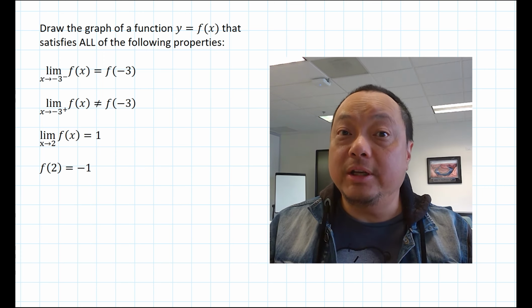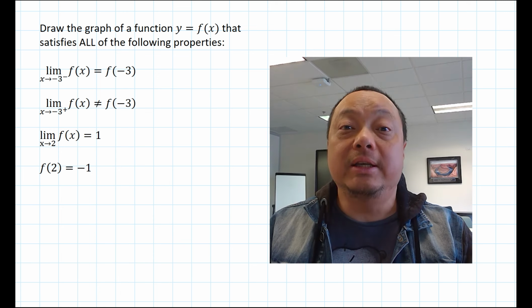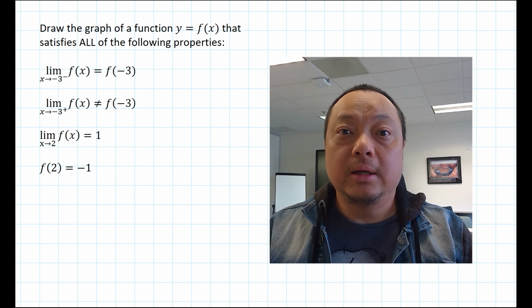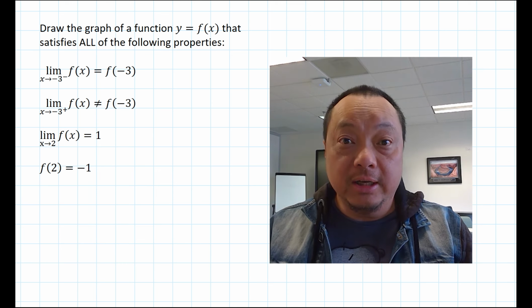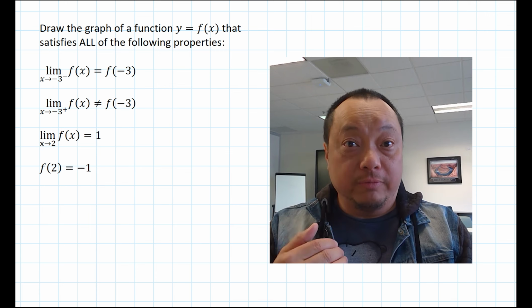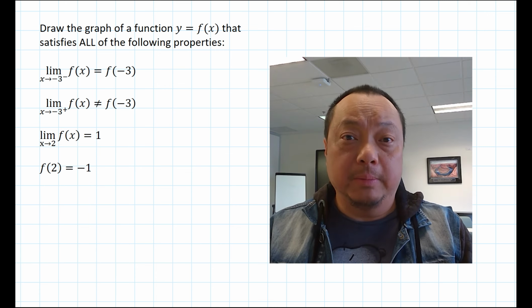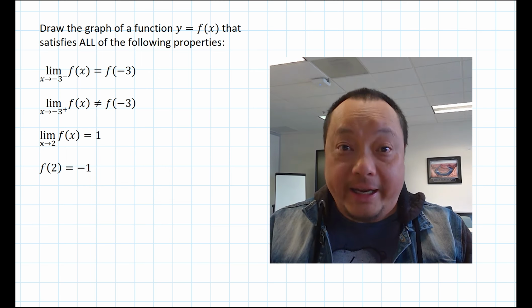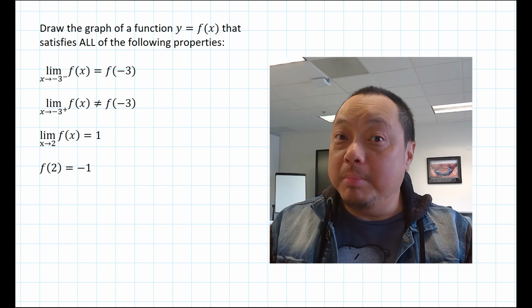Hi, in this video, I'm solving this problem from an exam I recently gave in a calculus class. The problem gives certain limit properties of a function and asks the student to create a graph that meets all of those properties. The purpose of a problem like this is to check the student's understanding of what the limits mean graphically.